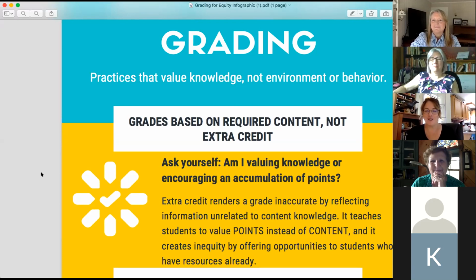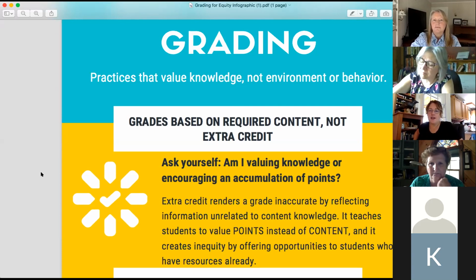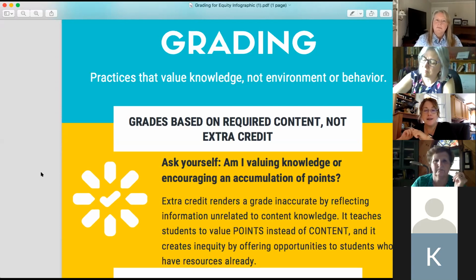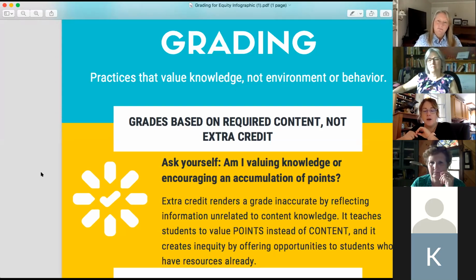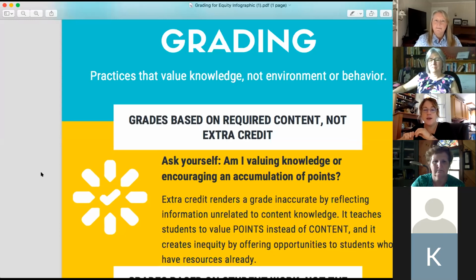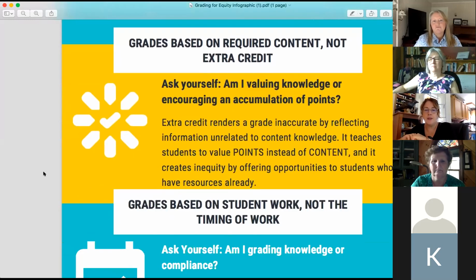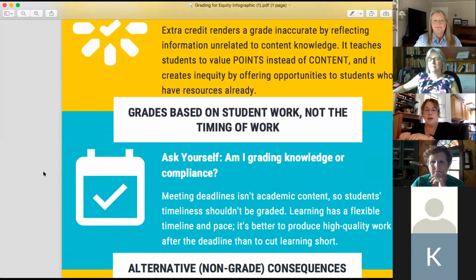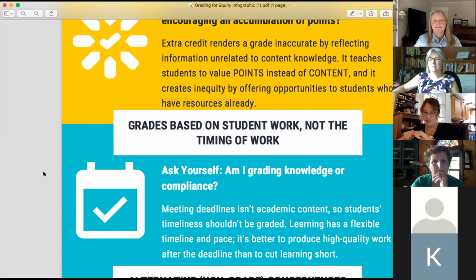We had some really great discussions during the making of this infographic. So what we pulled from the text is that extra credit renders a grade that's inaccurate by reflecting information that's unrelated to content knowledge. It teaches students to value points instead of content and creates inequity by offering opportunities to students who have resources already.